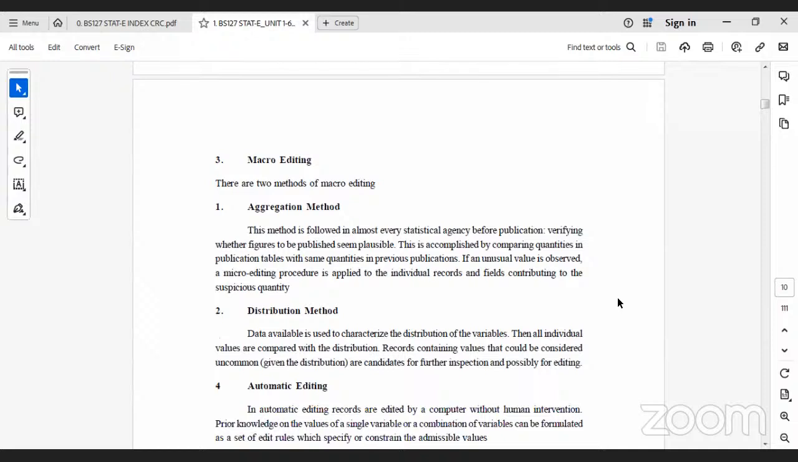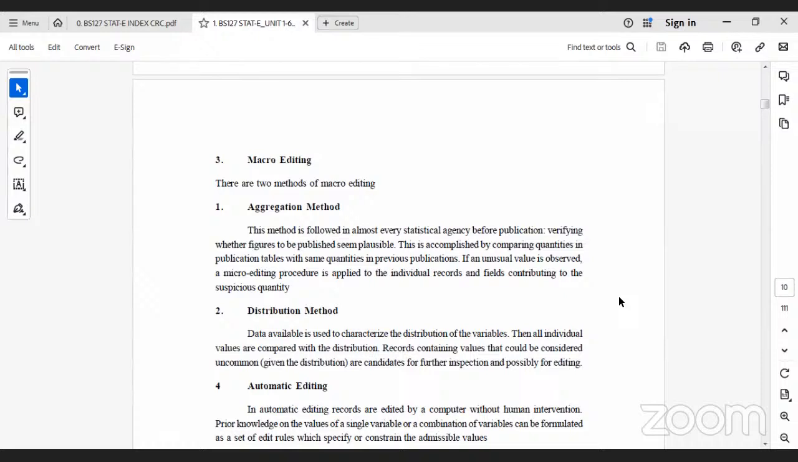Distribution method. Data available uses a corrected distribution where the individual variables are compared with the distribution. Records containing values that are considered uncommon given the distribution can become candidates for further inspection, possibly for editing.